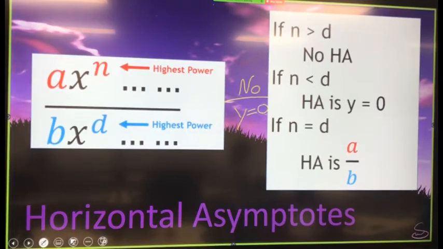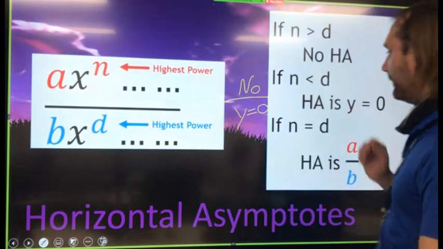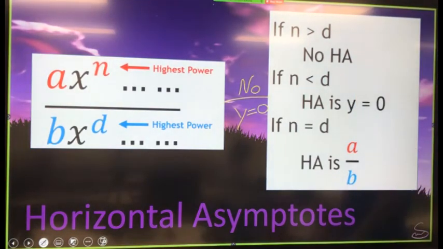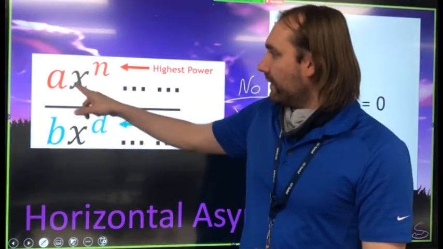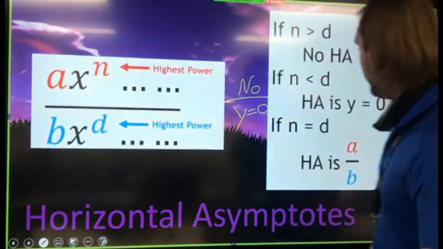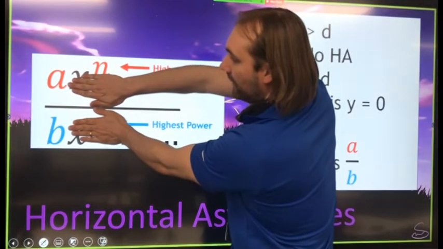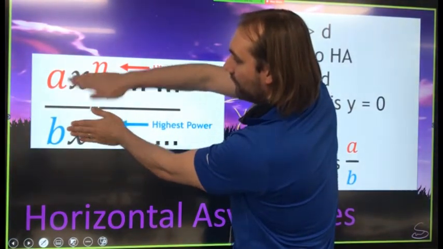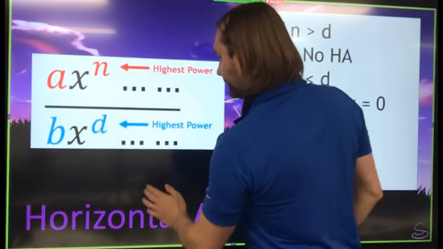There is another case too, where what if the numbers are equal? So if the highest power in my numerator is the same as the highest power in my denominator, then I need to look at the coefficients in front of those. So I'm looking at the number in front of my highest power, A, and the number in front of my highest power in the denominator, B. The horizontal asymptote will equal A over B. So you're just grabbing those from the top. That becomes your horizontal asymptote. So basically if they're equal, then they cancel each other out, and you're left with A and B.